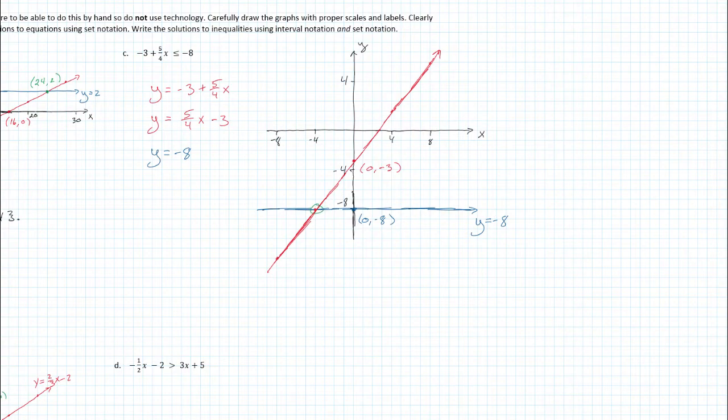We want to focus in on that intersection point. Down here in the bottom left, that's a -4, -8. That's where the two lines are intersecting. Now we need to go back to that original inequality. What it says is it wants the -3 plus 5/4 x, the red side, to be less than or equal to -8. We want the red line to be less than the blue line, that is. We want the red line to be under the blue line. We want to know what x values is that going to happen for.